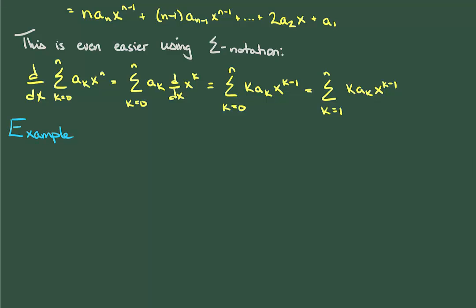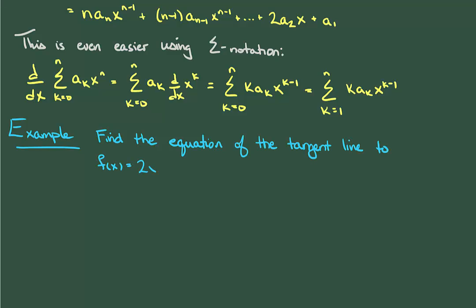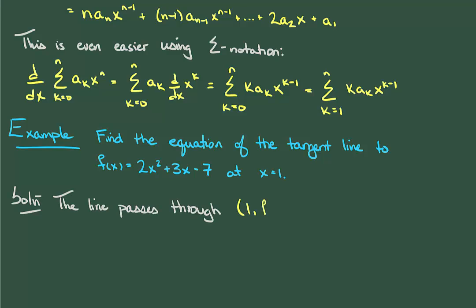Okay, that probably looked like a bunch of abstract nonsense, so let's try to ground this in a concrete example. Let's find the equation of the tangent line to the function f of x equals 2x squared plus 3x minus 7 at the point x equals 1. Now we're going to need a point through which the line passes, with 1, f of 1 being the obvious candidate. It's not too hard to work out that f of 1 is equal to negative 2.